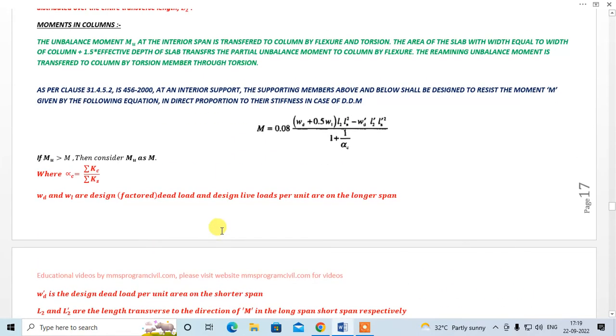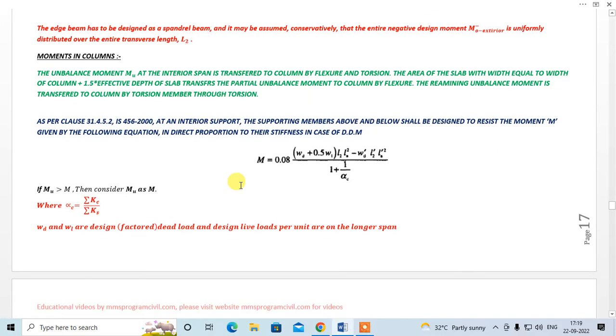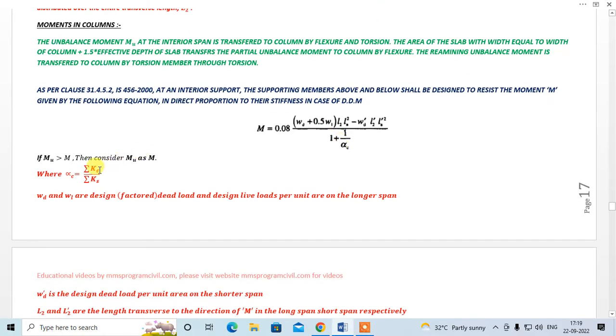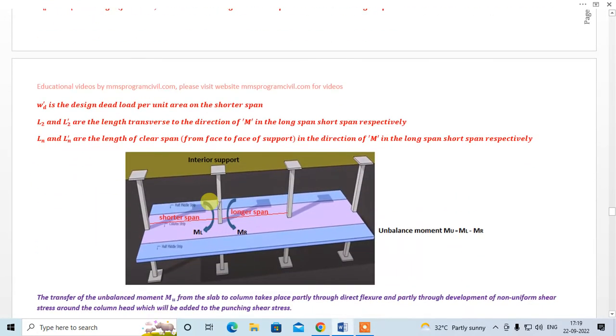Okay, so code says find the moment using this formula. If this moment is found to be less than Mu, then take Mu as M. If this moment is found greater than Mu, then take this as M. Okay, then this will be distributed to the column above and below according to the stiffness, right? Okay, over here alpha c is sigma Kc divided by sigma Ks. Sigma Kc is sum of stiffness of column top and bottom. Sigma Ks is sum of stiffness of slab on this side and this side, right?